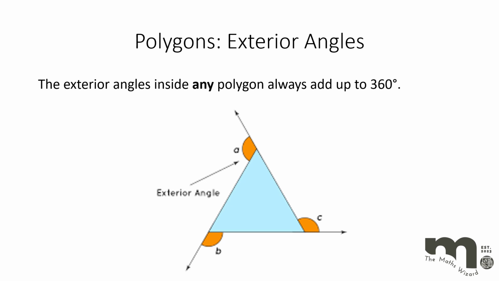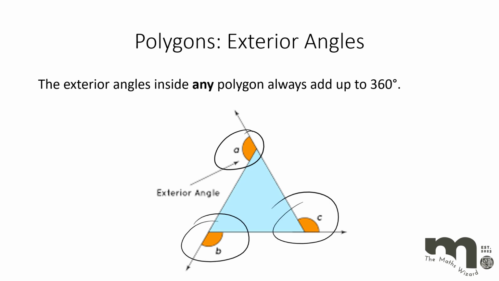Okay, so what we're looking at here then is exterior angles. If we look at this diagram of a triangle, the angles that are in orange here, angle A, angle B, and angle C, are classified as exterior angles. These are created when you just extend the side on a polygon. So like we've done here, we've extended those 3 sides and now we've got these angles here.